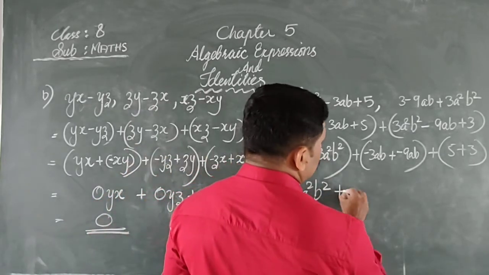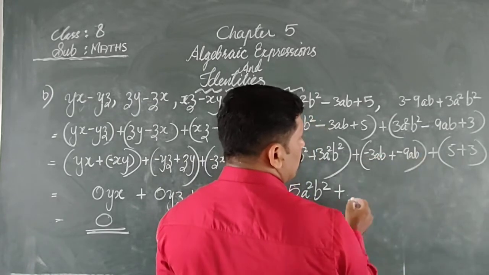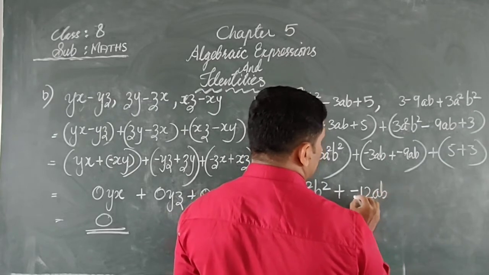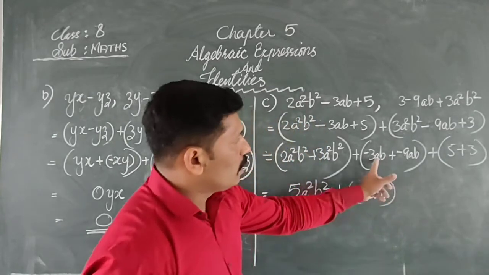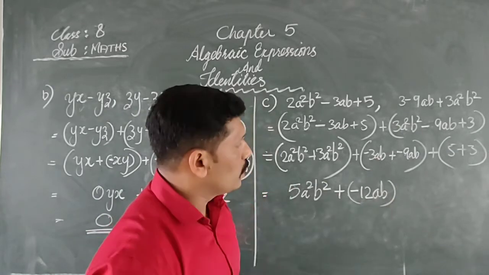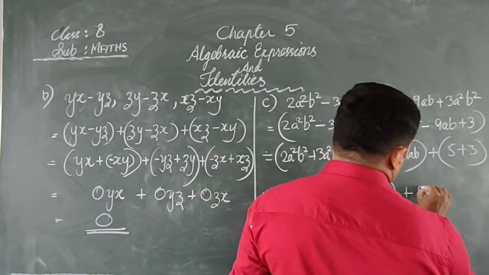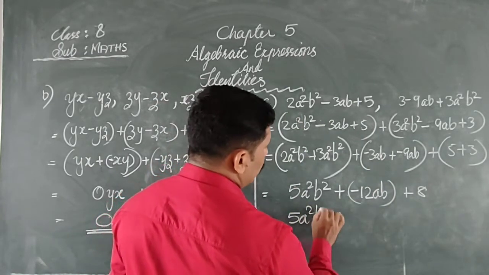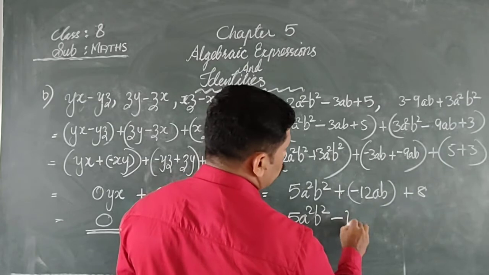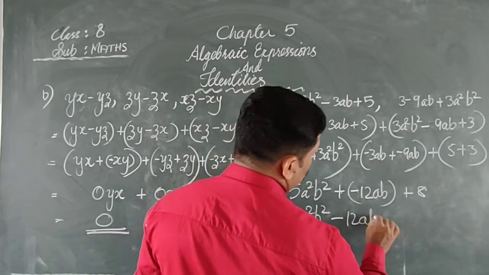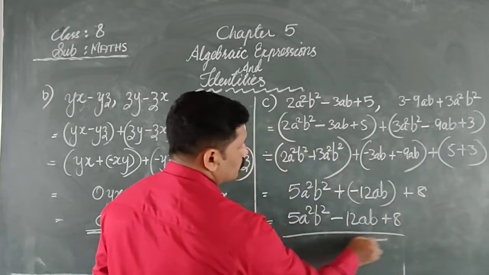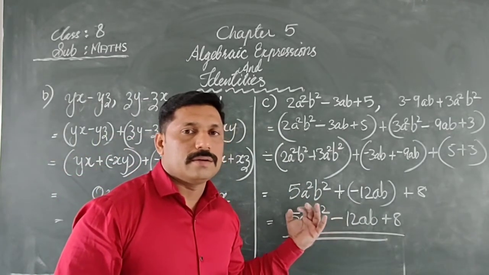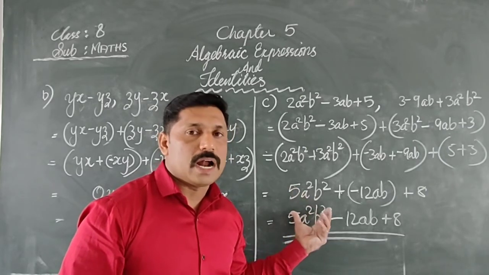Then plus negative 3ab and negative 9ab. 3 plus 9 is equal to negative 12. Both are negative, therefore we add them: negative 12ab. Both negative numbers we add and put a negative sign. Then plus 8. So next, 5a²b², plus into minus changes to minus 12ab plus 8. This way we can add two or more algebraic expressions.